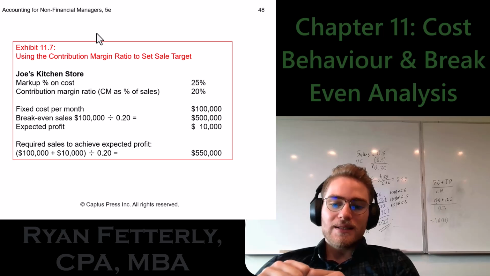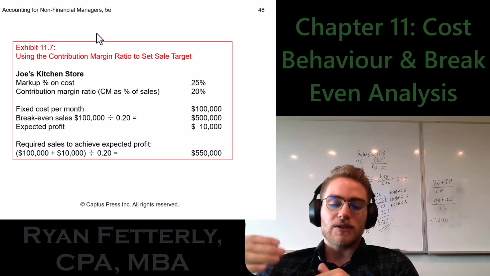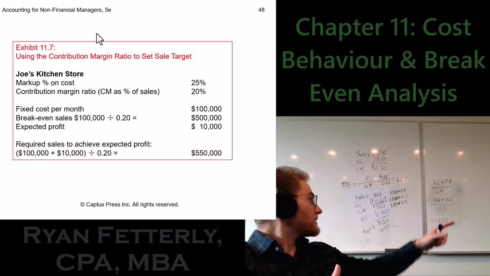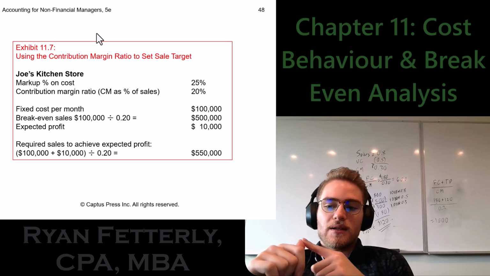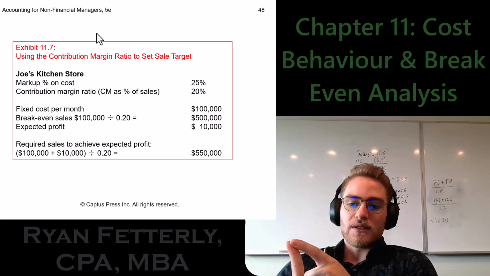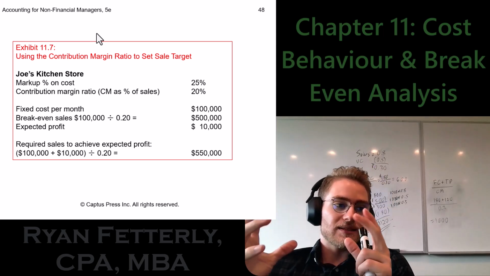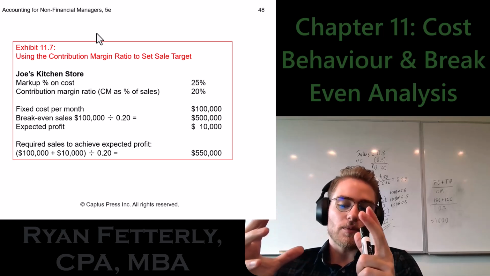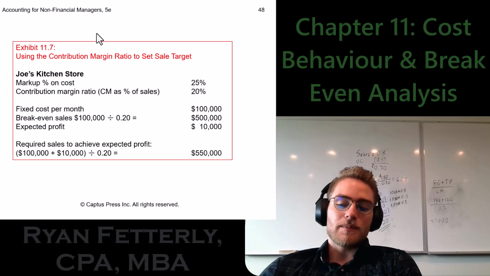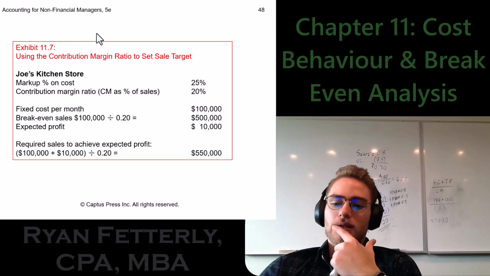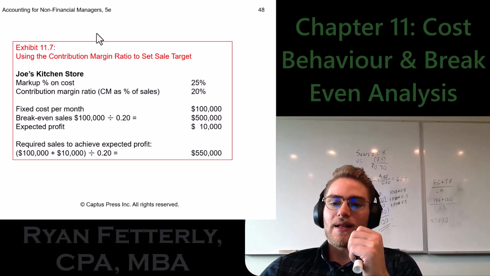So his required sales to achieve this, right? If we want to figure out what he has to sell to achieve a $10,000 profit per month, we take those fixed costs, just like we did over here, but instead of 180 plus 120, we go to fixed costs of $100,000. We add on the $10,000 to get $110,000, because that's the total he has to make in contribution margin. Then we just divide it by the 20 cents. And when we do that, that means he has to generate $550,000 in sales to generate $10,000 in profit per month.